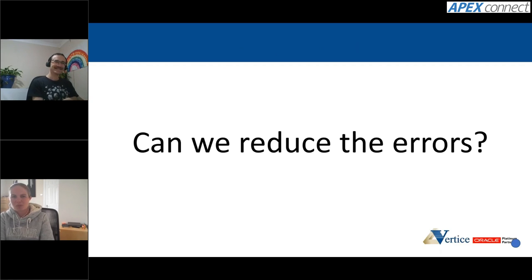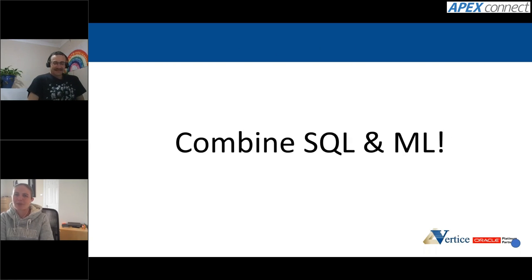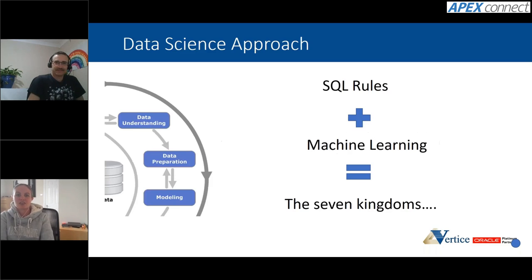Okay. So, seems pretty good, but we've still got some errors. I reckon we can do a bit better by combining your ideas with my ideas to get an even better result. What do you think? I think that's a good approach. So we can do this iteratively then. Yeah, and in the world of data science, one approach to this is CRISP-DM, the cross-industry standard process for data mining. It's an iterative model where you understand, you apply, and then you learn very quickly and reapply. So we're going to add the SQL rules to the machine learning, and we're going to save the seven kingdoms.